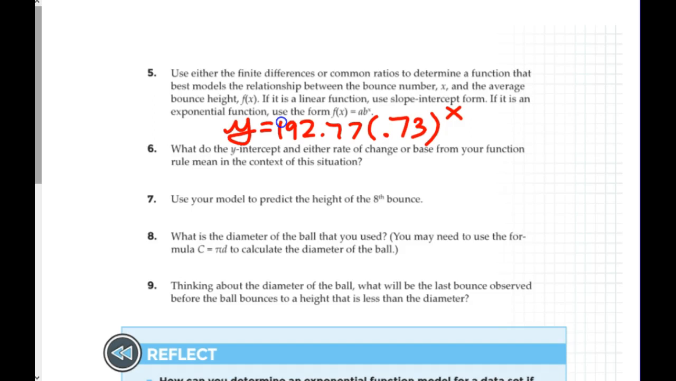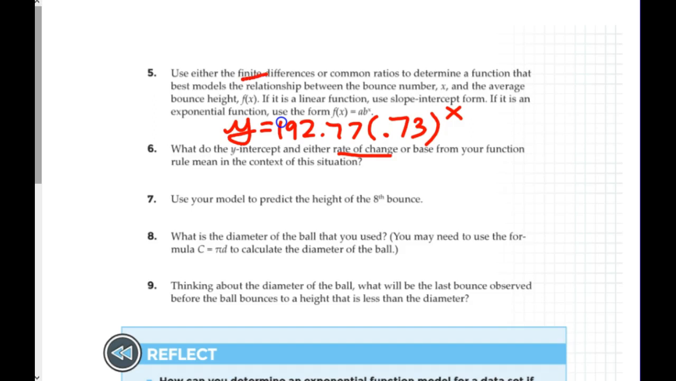So again, we put in all the information. We use the exponential regression. We get the equation, okay? Now we just got a few more questions to answer. What do the y-intercept and the rate of change mean, okay?